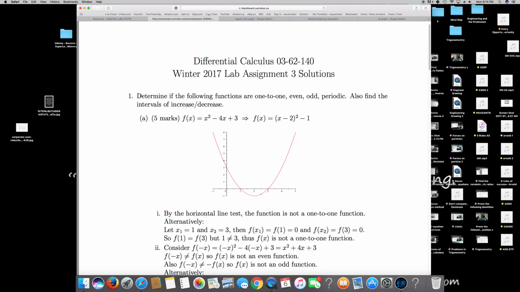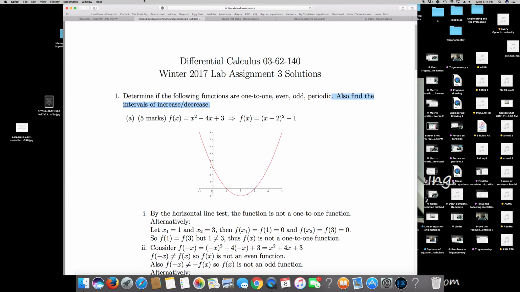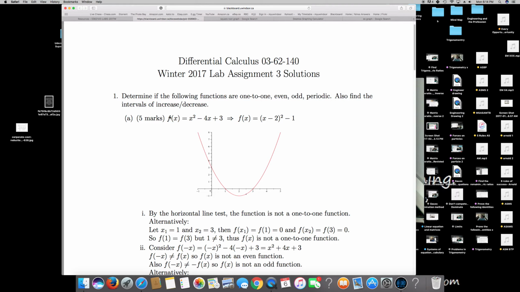So the first question is asking, determine if the function is one-to-one, even, or periodic. Also find the intervals of increase and decrease. They have given this function f(x) is equal to x square minus 4x plus 3. So first, in order to find whether it is one-to-one, even, or periodic, we have to change this formula into this one.